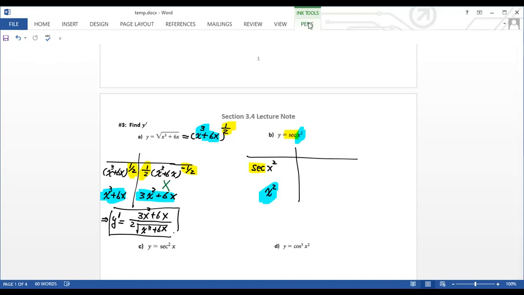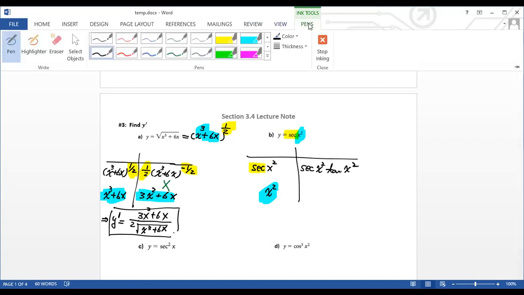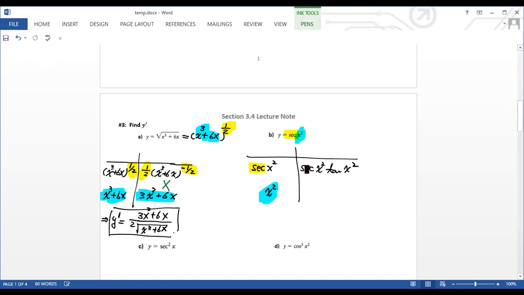So now let's take a look. How do I take the derivative? Remember, my first layer is the secant. So what is my derivative for secant here? It will be the secant of whatever is inside, x squared, times the tangent of x squared, right? Because the derivative of secant x is secant times tangent.